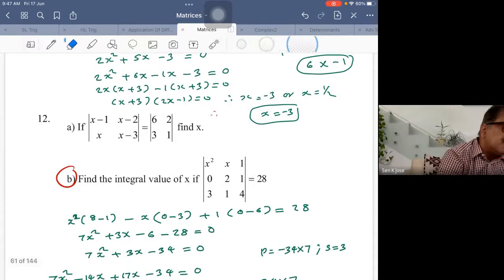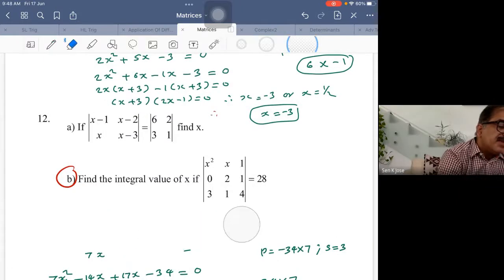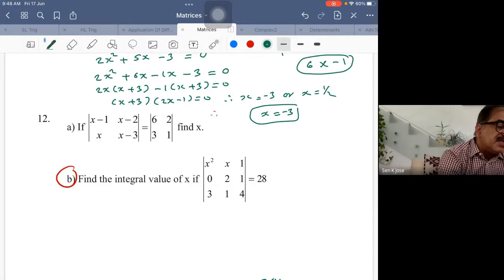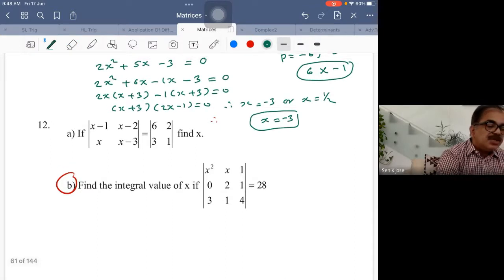Question number 12 has two parts. We are going to try the B part of it. It's 12B. If you have finished that, you should start off. I give you 2 minutes to just go ahead of me and try. All of you should try now.